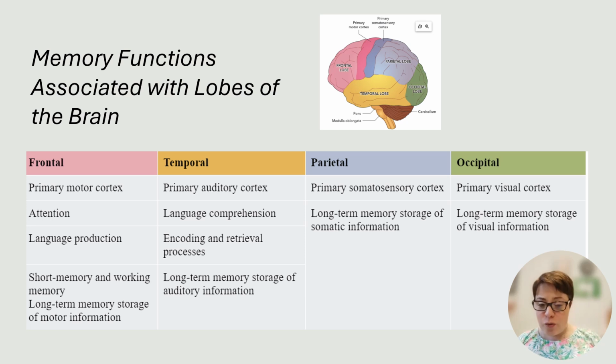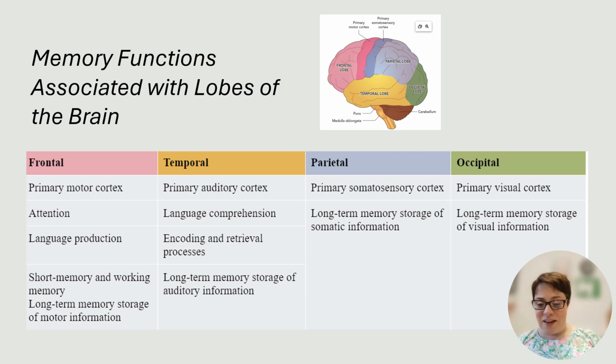Parietal lobes. So the main function of the parietal lobes is sort of the interconnection of input from all of our senses, right? So that's the primary somatosensory cortex. But interestingly, our long-term memory representations of somatic information, information related to the body, like the body's position in space, and those coordinated perceptions of the body moving in space, is found in the parietal cortex.